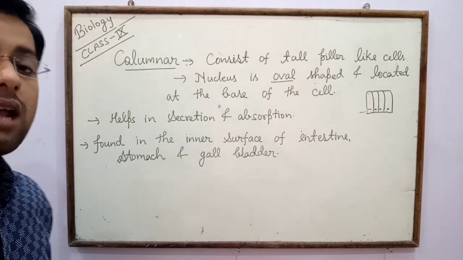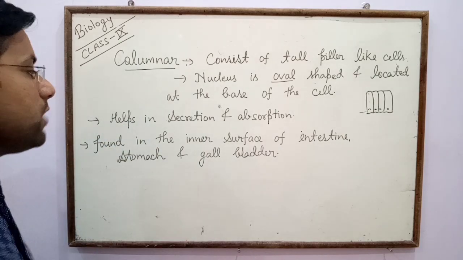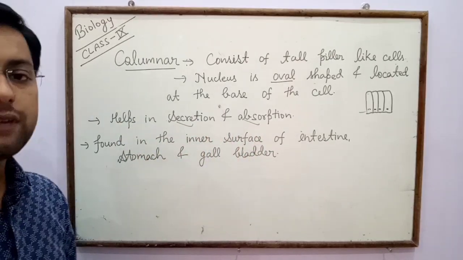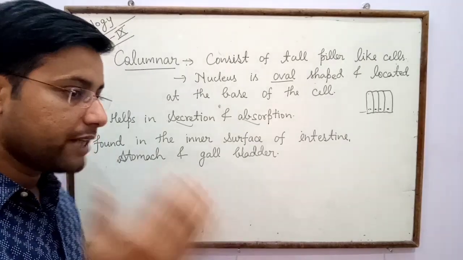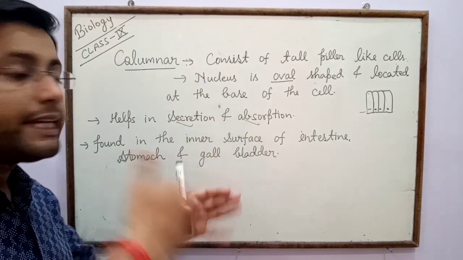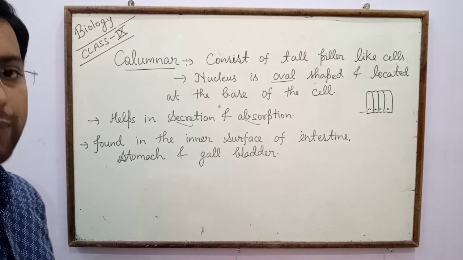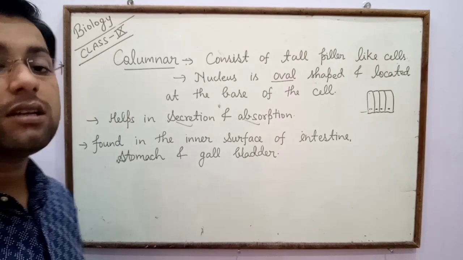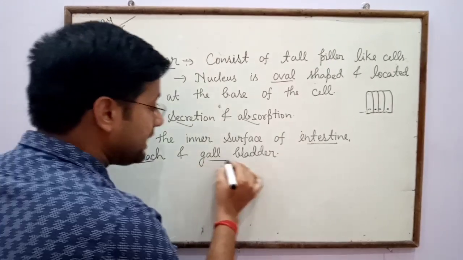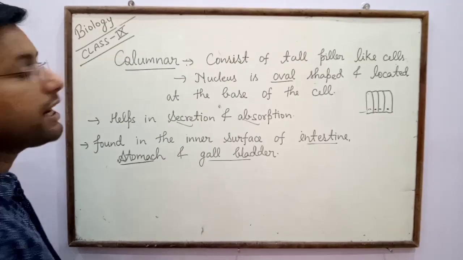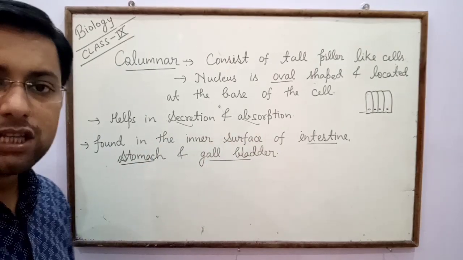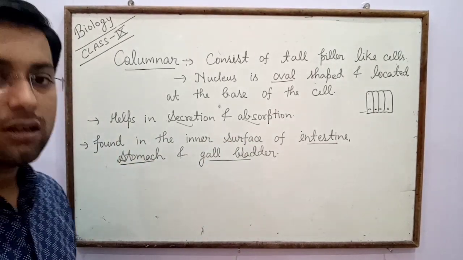It helps in secretion and absorption. The columnar epithelium also helps in secretion and absorption and is commonly found on the inner surface of the intestine. There are two types of intestine, the small intestine and the large intestine, and the inner surface of the intestine is made up of columnar epithelium. So columnar epithelium is commonly found on the inner surface of the intestine, stomach and gallbladder. So where is columnar epithelium found? It is mainly found on the inner surface of the intestine, stomach and gallbladder.